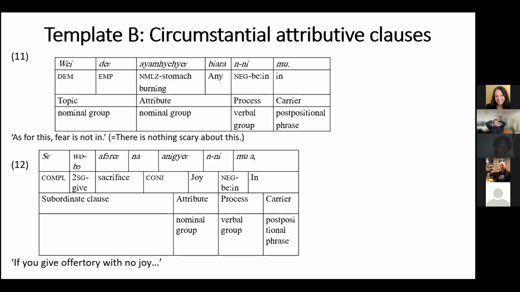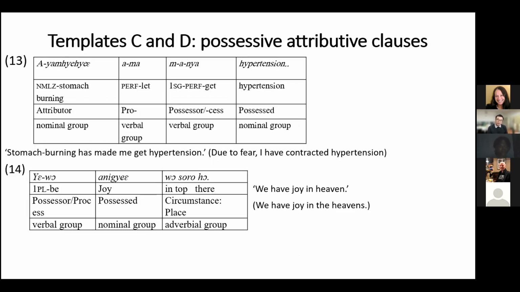And then 12 is a joy expression. So here the joy expression enijie is again realizing attributes. So the participant's role of body part fear and joy expressions in circumstantial attributive clauses is attribute. Okay, and then the final templates C and D, they are possessive attributive clauses. So I have example 13, which is a fear expression.